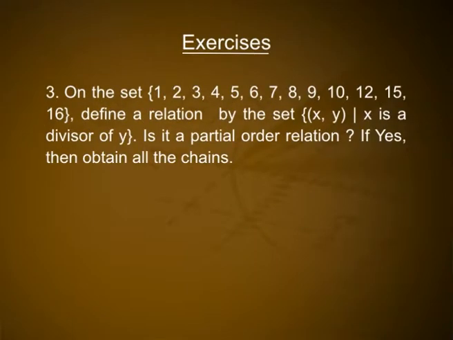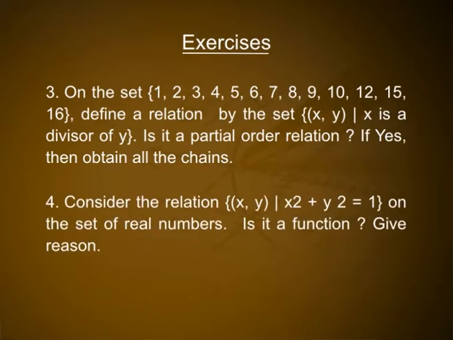On the set of all elements 1, 2, 3, 4, 5, 6, 7, 8, 9, 10, 12, 15, 16, define a relation by the set of all ordered pairs (x, y) such that x is a divisor of y. Is it a partial order relation? If yes, then obtain all the chains. Next, consider the relation, the set of all ordered pairs (x, y) such that x squared plus y squared equals 1, on the set of real numbers. Is it a function? Give reason.